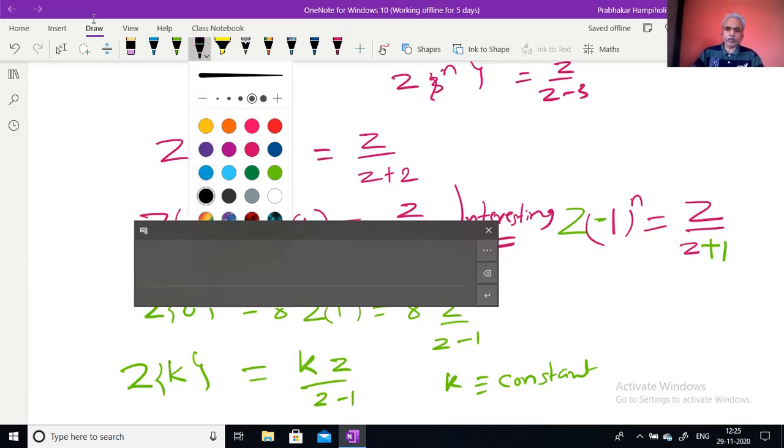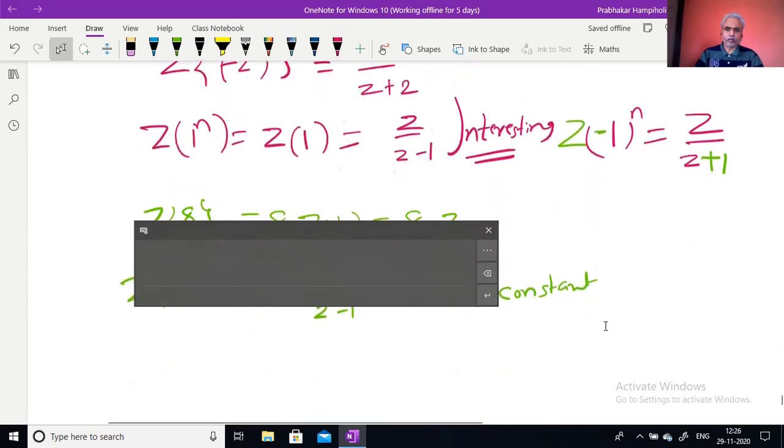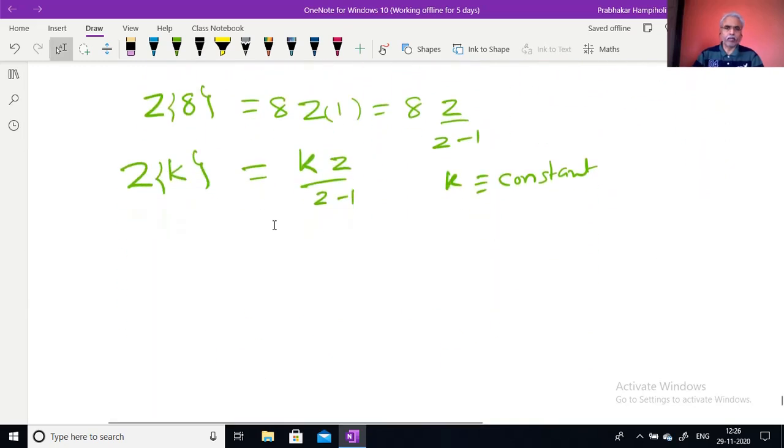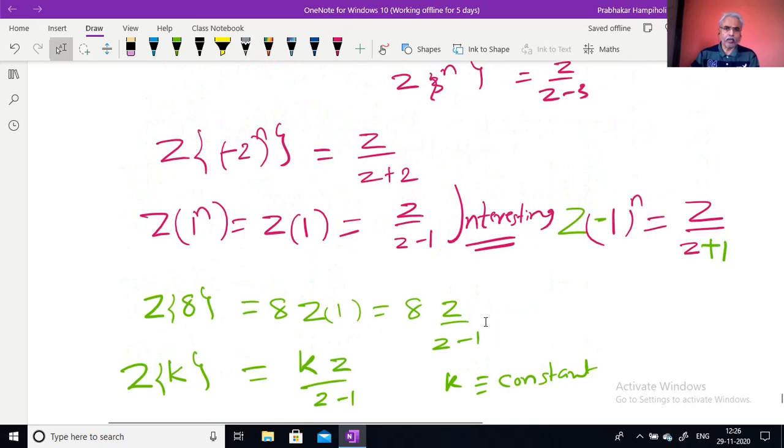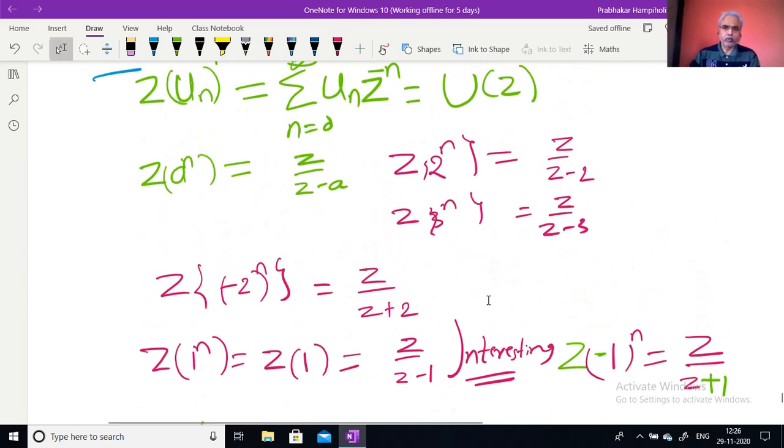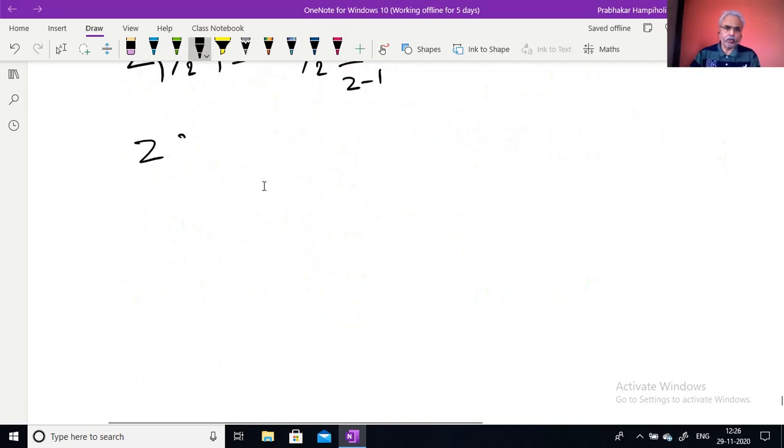If at all we take, suppose, the Z transform of some fraction, half raised to n, or suppose instead of K, half. So it is half into Z by Z minus 1. Furthermore, here I was talking about 2 raised to n; instead, 3 raised to n, if I write it as 3 by 2 raised to n, it is Z by Z minus 3 by 2. It is all a question of getting used to it.